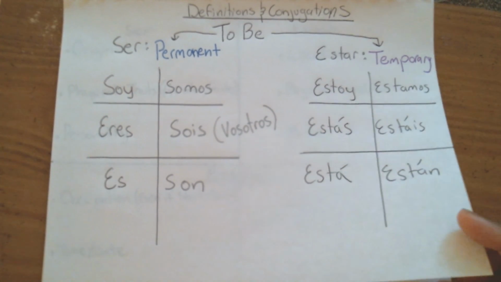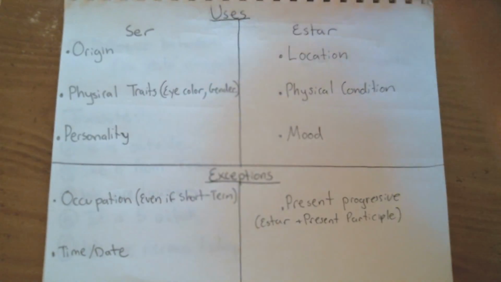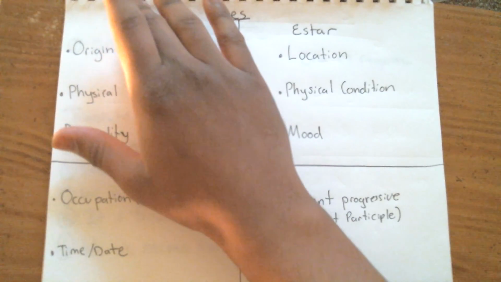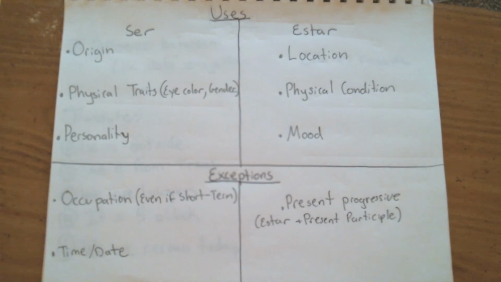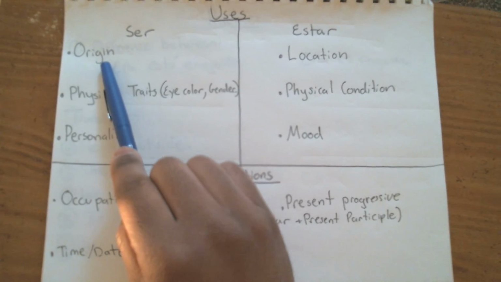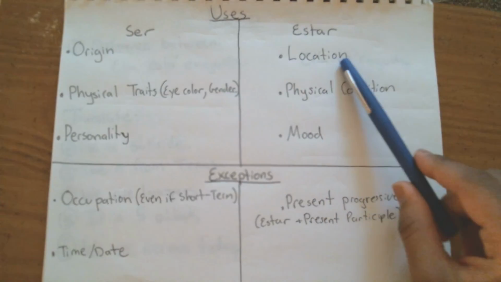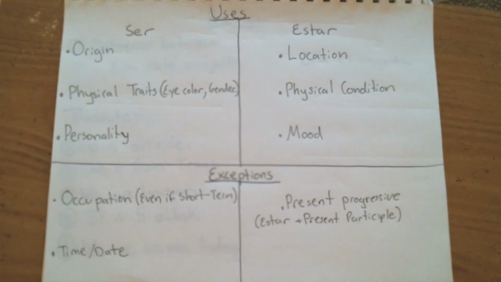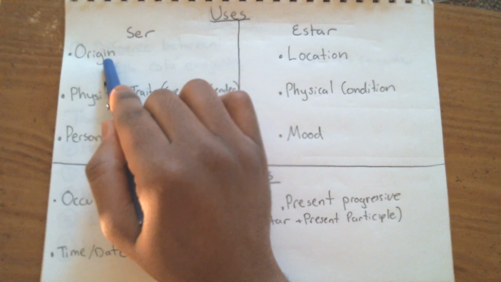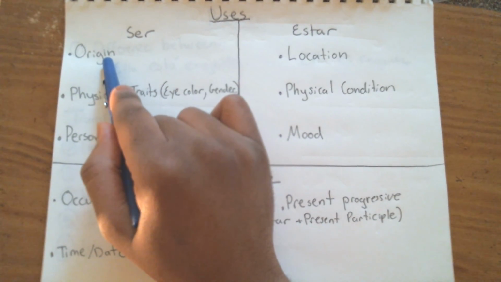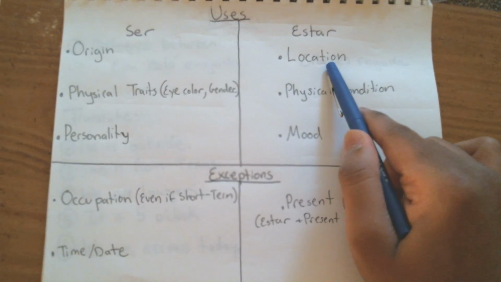Now, there are some exceptions to this rule, but we will talk about those in a little while. But for now, let's practice the usages of these verbs. Now, you'll see that everything pertaining to the verb ser is on the left. Everything pertaining to estar is on the right. Now, you use ser if you're talking about someone's origins, but you use estar if you're talking about their location. Now, both of these refer to a location, but one refers to where you're from, which is something that you cannot change, whereas your current location you can change.